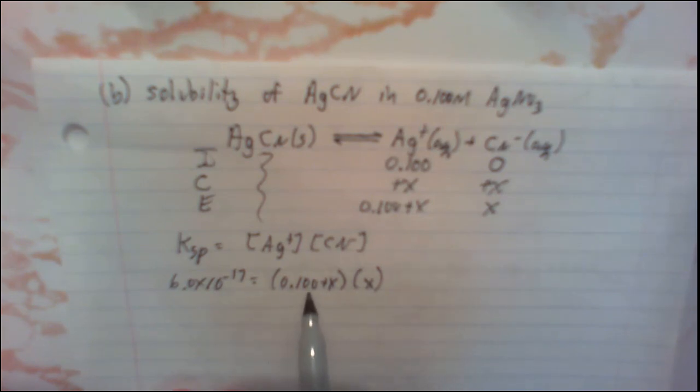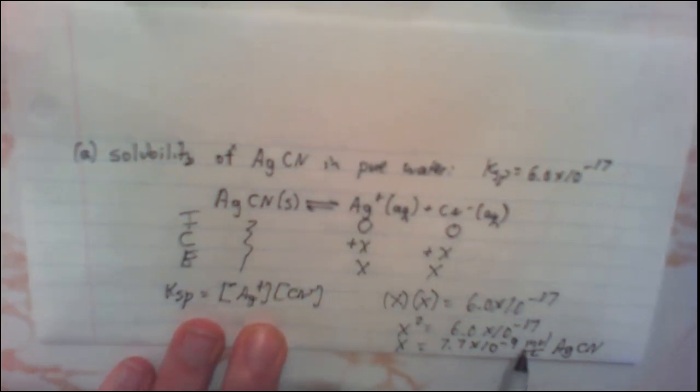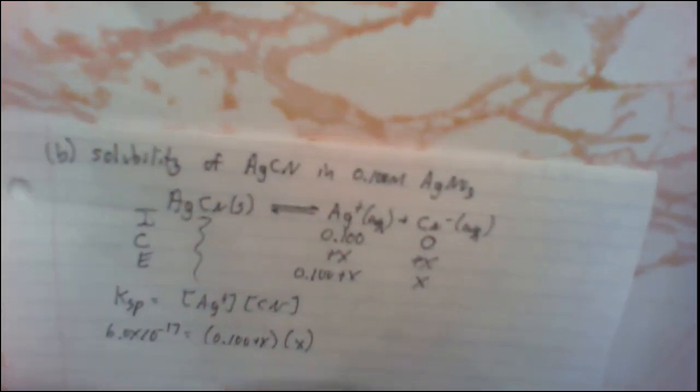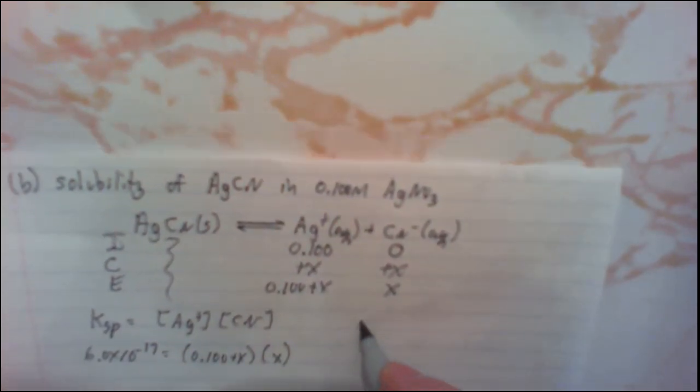Or, because we noticed that in the previous problem, the X was very, very small, as we'd expect because KSP is fairly small. And we know conceptually that when you add a common ion, that's going to push the equilibrium a little bit to the left and decrease the solubility. So we know that our value of X in the second problem is going to be much less than this number. Otherwise, a very, very small number. So we can make the simplifying assumption.